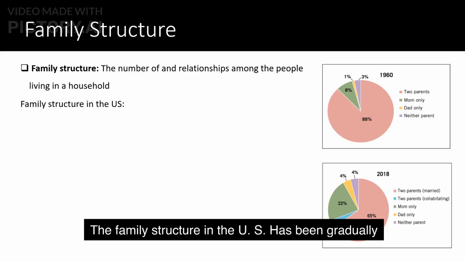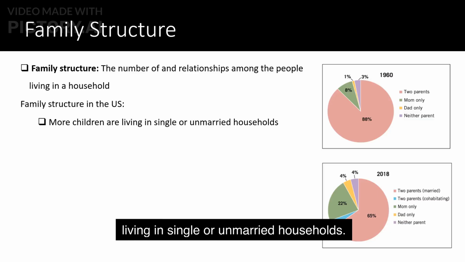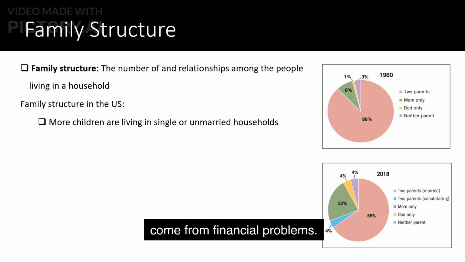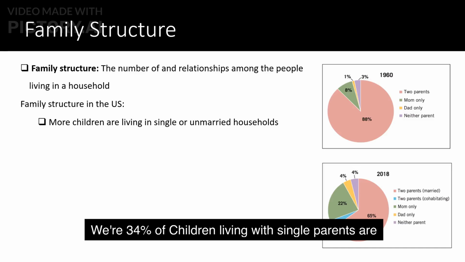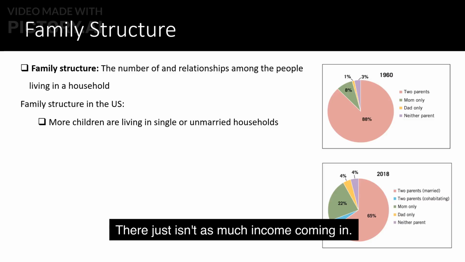The family structure in the US has been gradually changing over time. More children today are living in single or unmarried households. And most of the concerns with being a single parent come from financial problems, where 34% of children living with single parents are below the poverty line, as opposed to 8% with two parents. There just isn't as much income coming in.